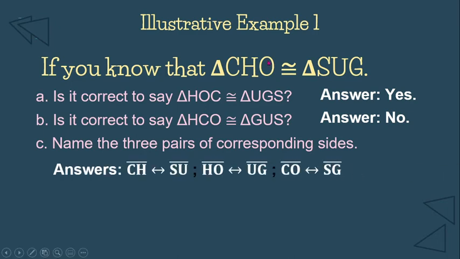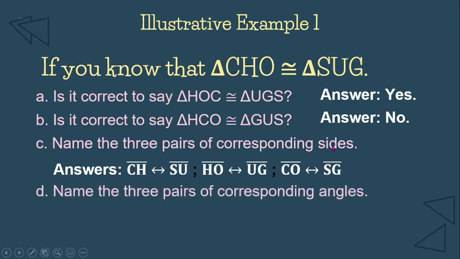Answers. So, side CH corresponds to side SU. Again, the order of our letters, or our vertices, is still important. HO corresponds to UG, and CO corresponds to side SG.